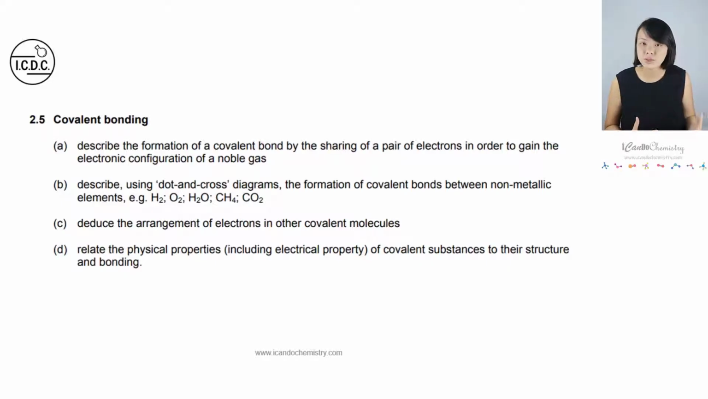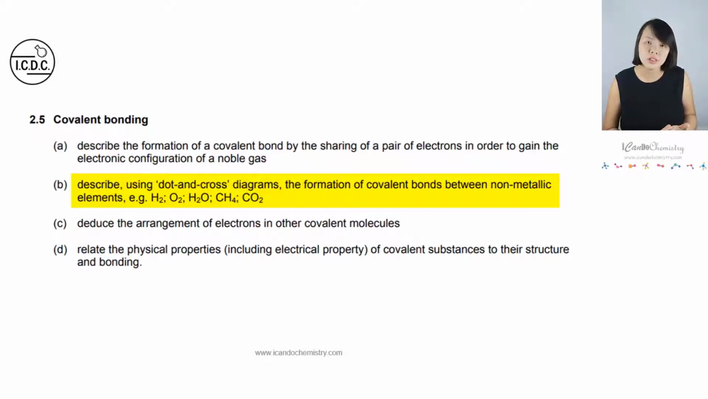Screenshot of the syllabus objective as of 2020. So at O levels, the dot and cross diagrams that you need to know are actually hydrogen, oxygen, water, which is H₂O, methane, which is CH₄, and carbon dioxide, which is CO₂.